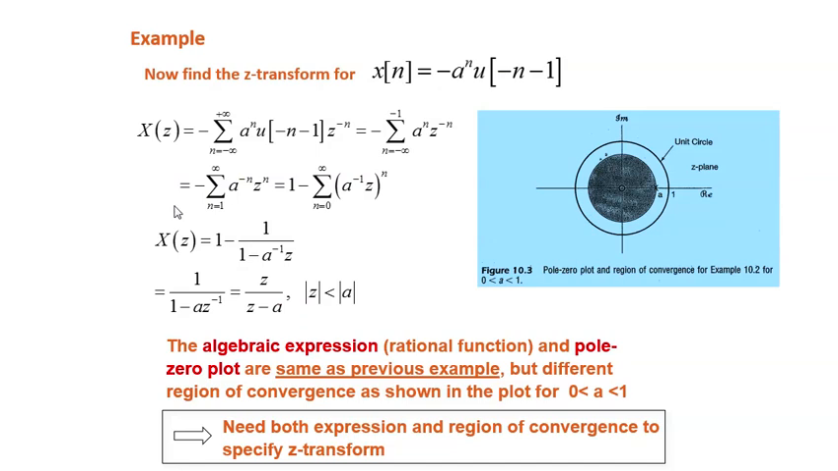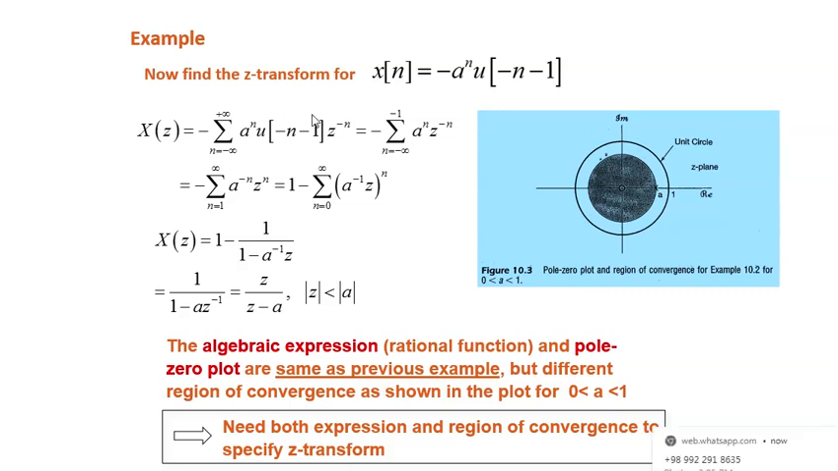Now imagine your x of n is given to you as this: minus a to the power of n u of minus n minus 1. The main thing that changed here is this u of minus n minus 1. Mainly this thing is going to be 1 on the negative side, not on the positive side. So if I want to write the X of z, it's going to be the sum from minus infinity to infinity of, I take the minus outside, a to the power of n u of minus n minus 1, z to the power of minus n, right? This is from the formula.